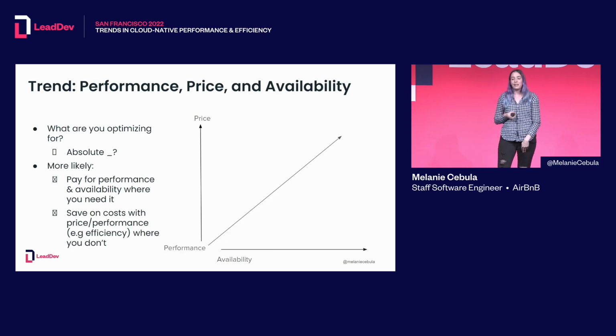So to go back and update this trend, I think we're seeing even more choices amongst price, performance, and availability. So what are you optimizing for? Absolute performance, absolute price, or absolute availability? More likely in most companies, you're going to pay for performance and availability where you really need it. And then, if you're running an important business, you probably need to save on costs with efficiency where you don't need those guarantees.